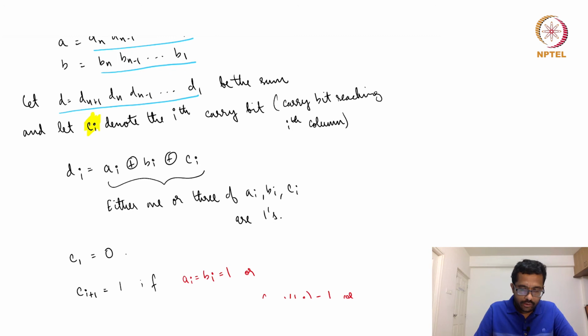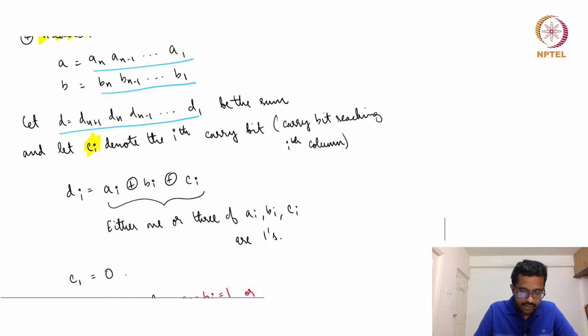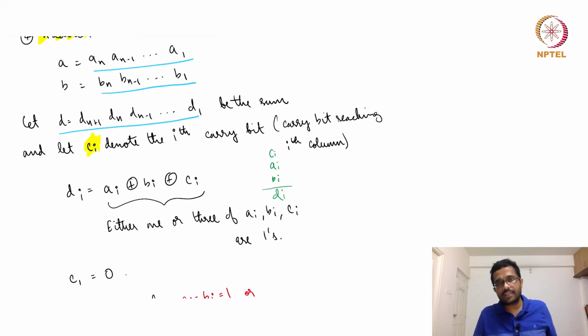So the sum at the ith bit is, you have Ai, you have Bi, and you have a carry coming up from the previous location, and you need to output the sum. And in fact, the sum is just a parity function on these three quantities, on Ai, Bi, and Ci, right? So the sum is merely a parity of these three quantities.